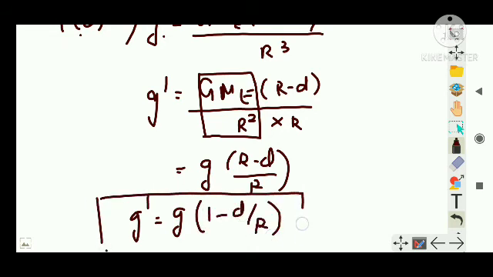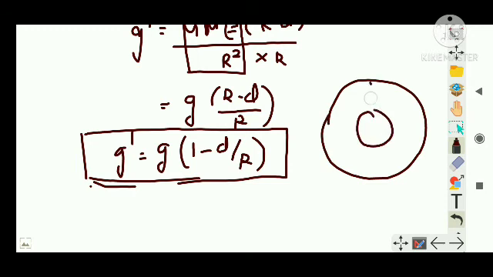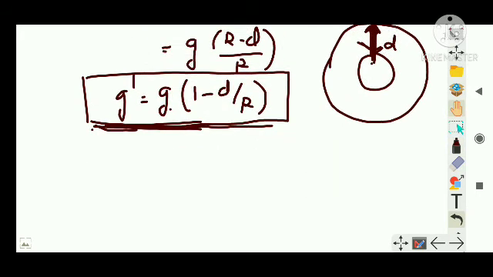This is the expression for acceleration due to gravity at an inner section of earth, at a distance d from the surface, that is, at a depth d from the surface of earth. The acceleration due to gravity is g, the acceleration due to gravity at the surface, into 1 minus depth by radius of earth. This expression is very important for your board exam, not your school examination. Now, the next 2 points we are going to talk about are purely based on entrance topics.